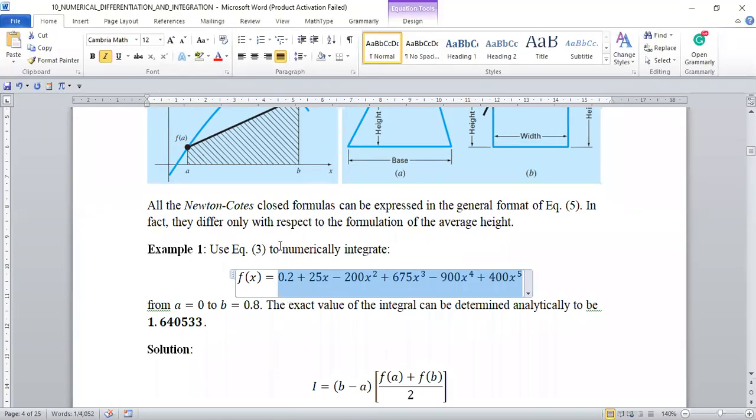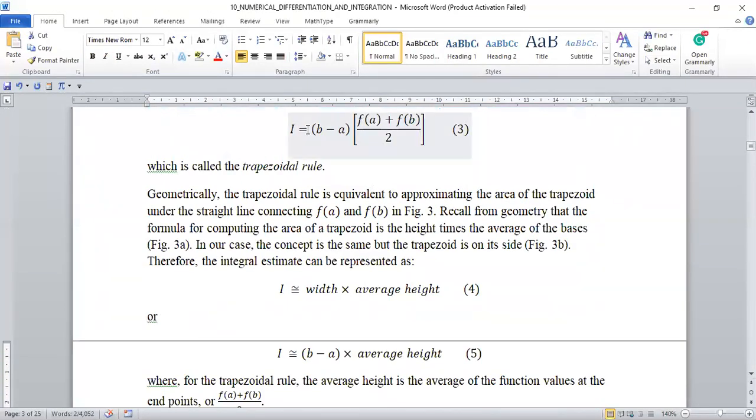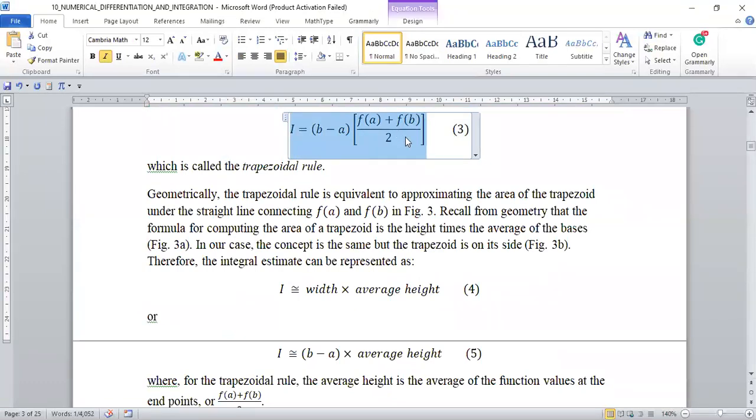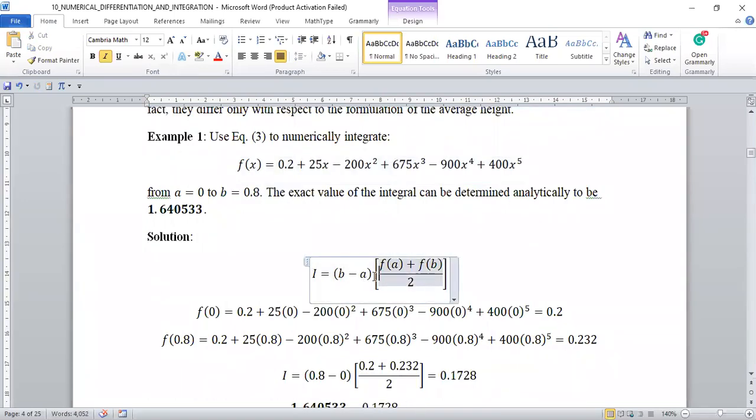You might not be able to get the analytical solution for the integration, so that's why we'll fall back on numerical integration. We're asked to integrate this function within the limits from a equals 0 to b equals 0.8. This is the exact solution, but we want to use the trapezoidal rule. Equation 3 is the trapezoidal rule, and this is the equation we want to use to find the integration of that function.